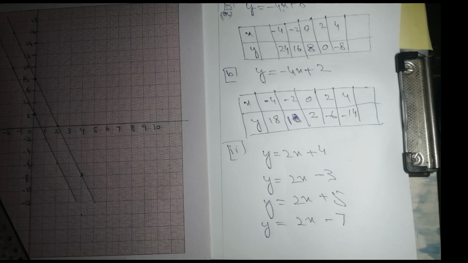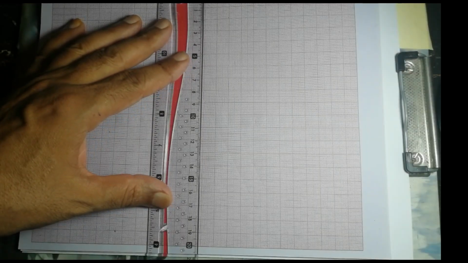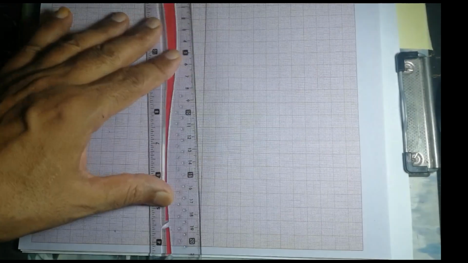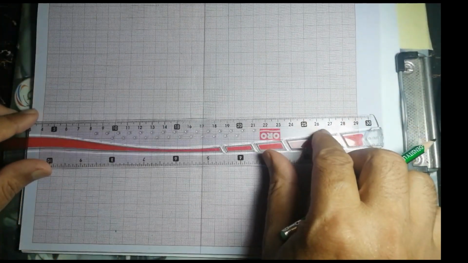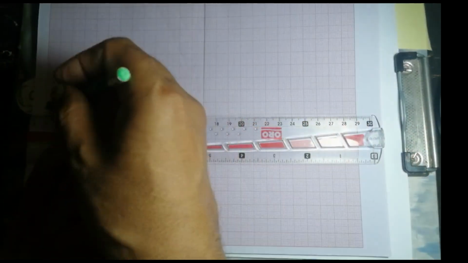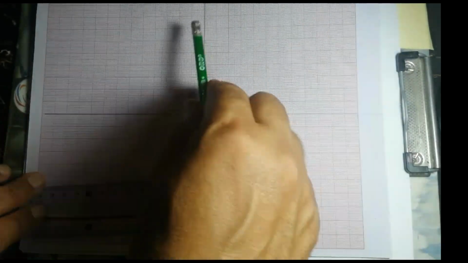Now question number 9. So next is question number 9. We need to draw the Cartesian coordinate lines. These are two perpendicular lines. One is this one, the other is the horizontal line. So this is the x-axis and this is the y-axis.